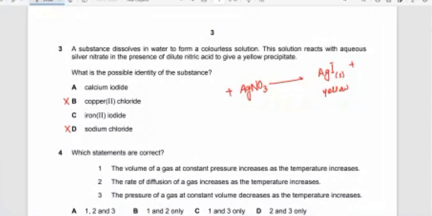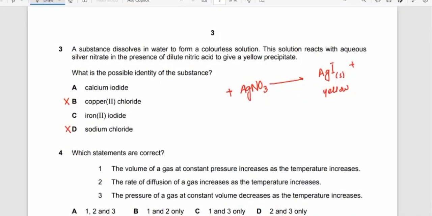We have the calcium iodide. Okay, because iron iodide has an issue: it itself is green in color. It is colorful. That's why the colorless solution is only found with the calcium iodide.